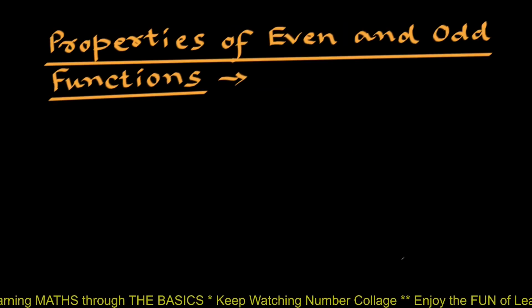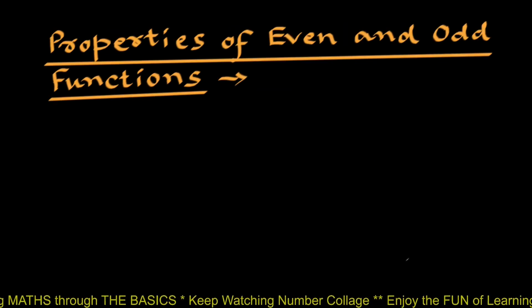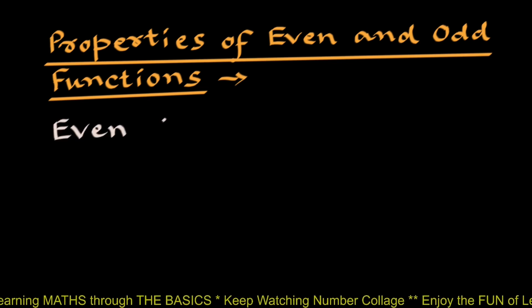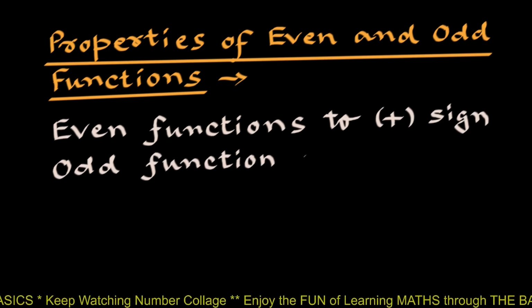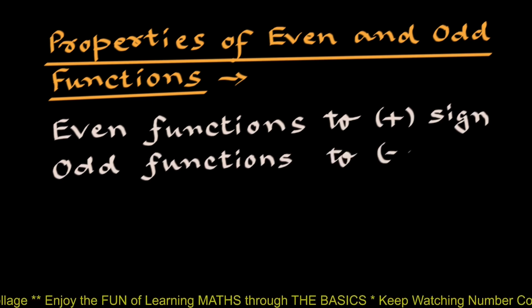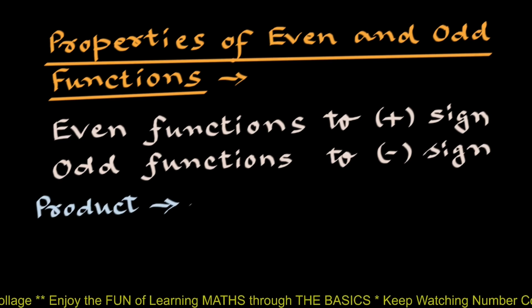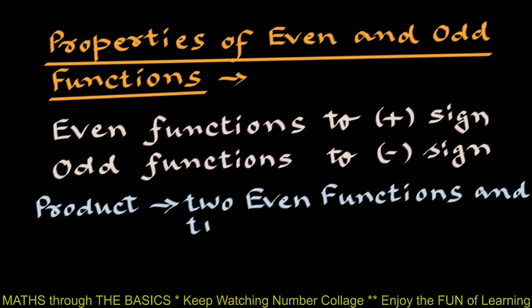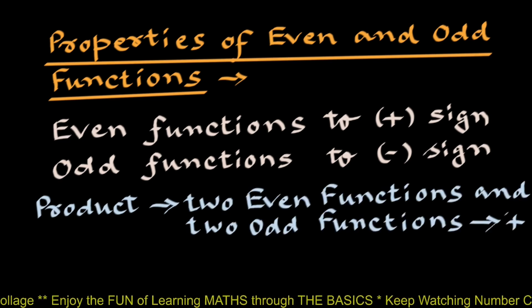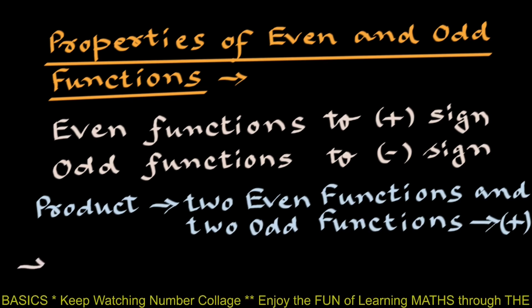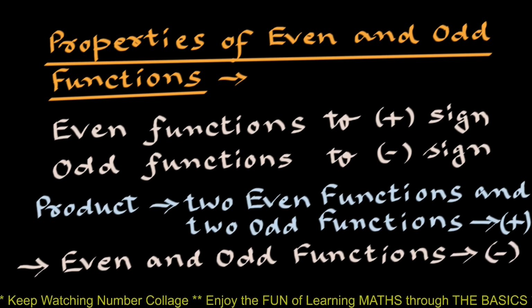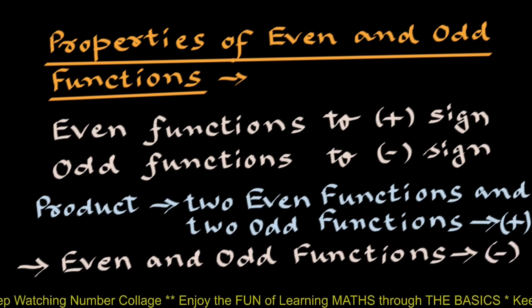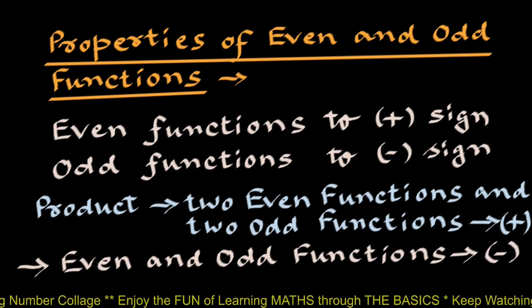Properties of even and odd functions can be easily understood by comparing even functions to a plus sign and odd functions to negative sign. So, product of two even functions and two odd functions is positive, and the product of even and odd functions is negative. So they behave exactly like plus and minus sign respectively.